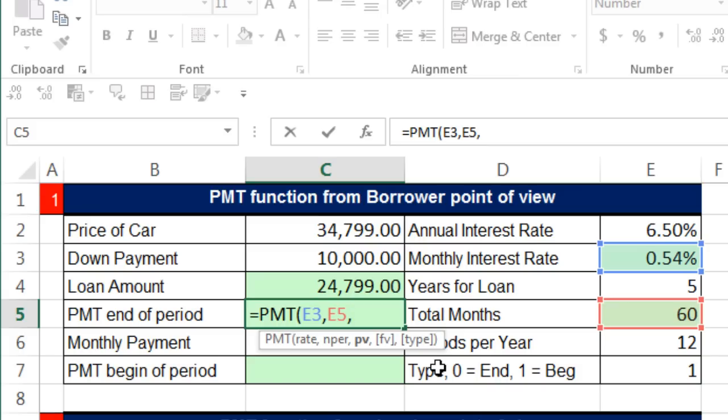$24,799. But here's our first cash flow. This was a rate and number of periods, so we didn't need to worry about whether it's negative or positive. But this is a cash flow, and this is kind of tricky.